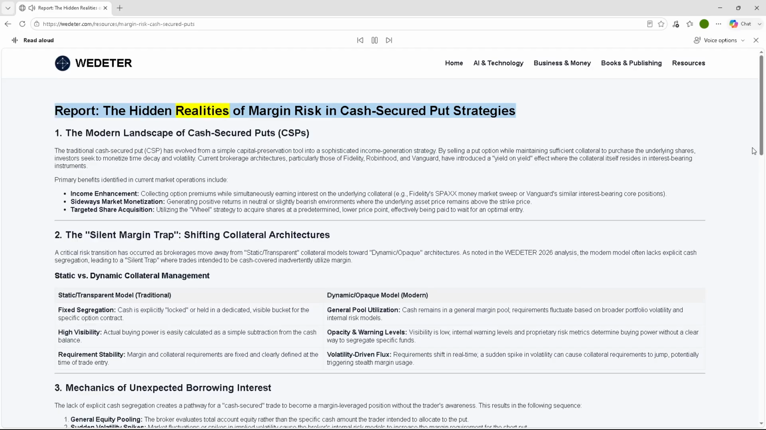Report. The hidden realities of margin risk in cash-secured put strategies. 1. The modern landscape of cash-secured puts, CSPs. The traditional cash-secured put, CSP, has evolved from a simple capital preservation tool into a sophisticated income generation strategy.